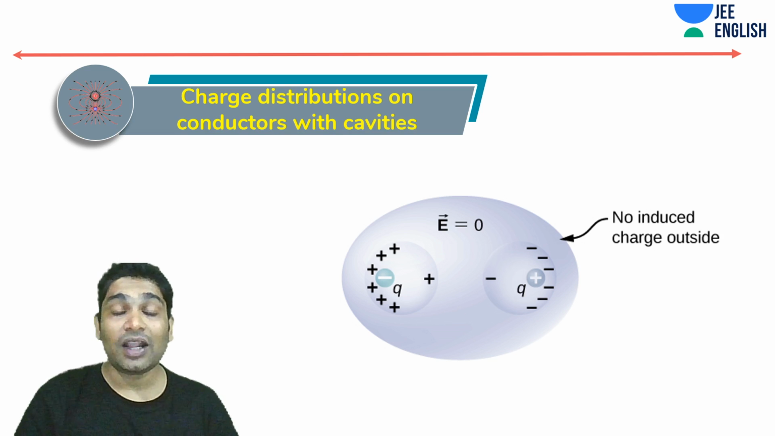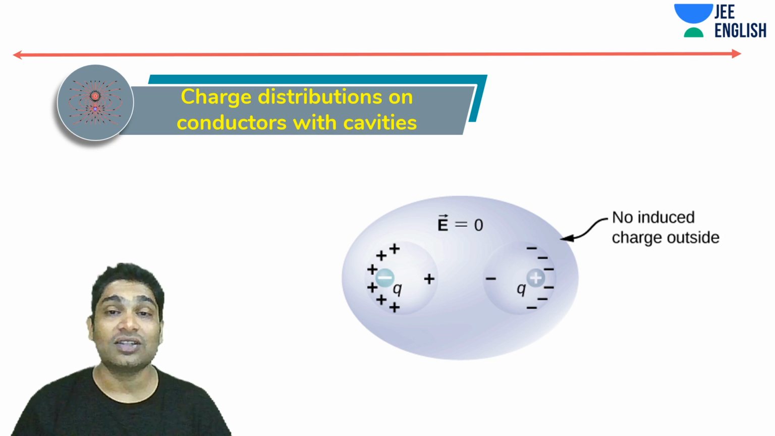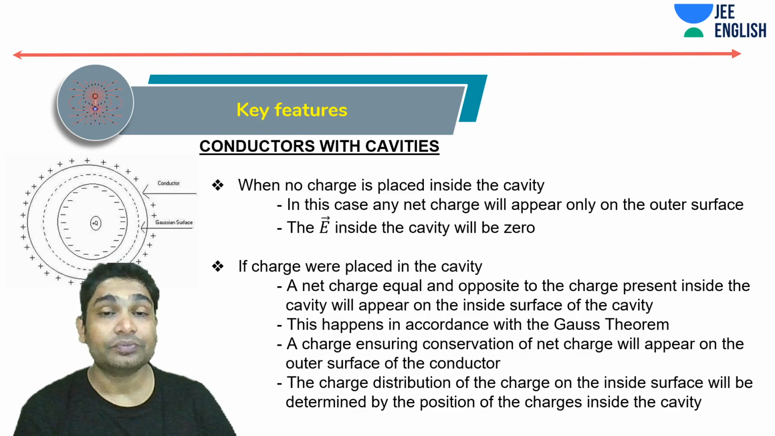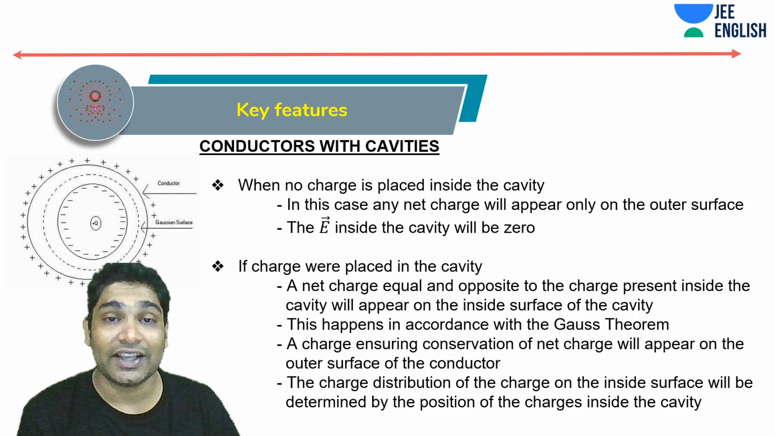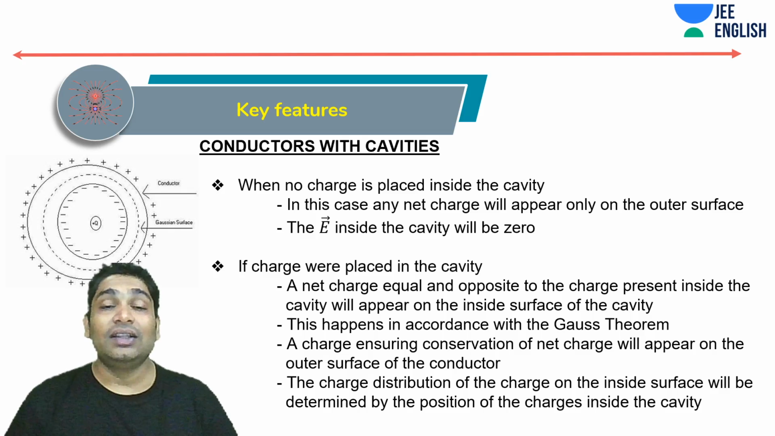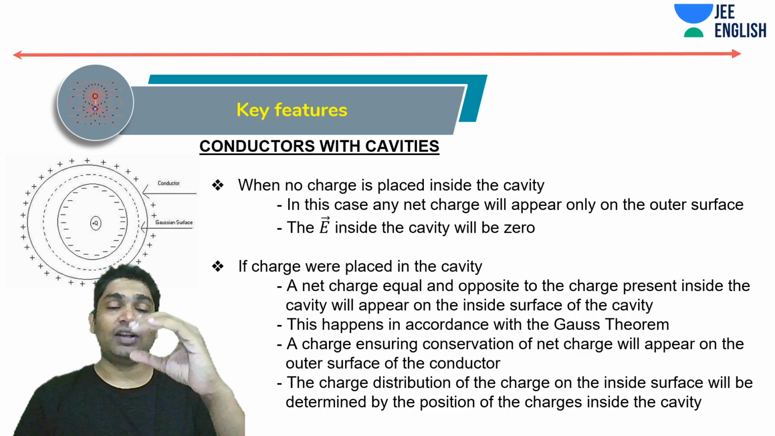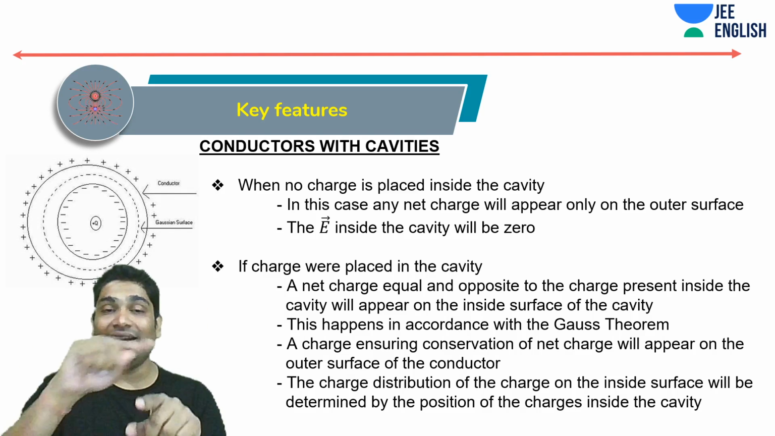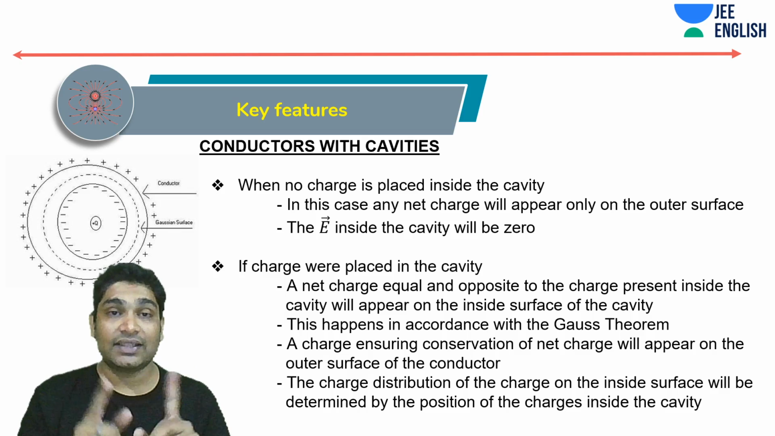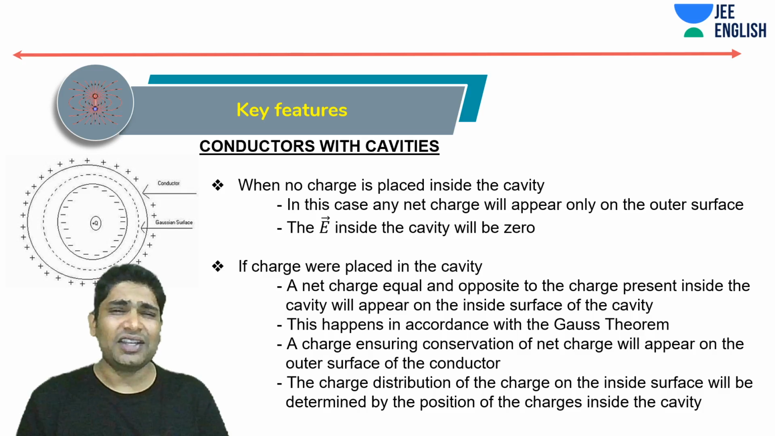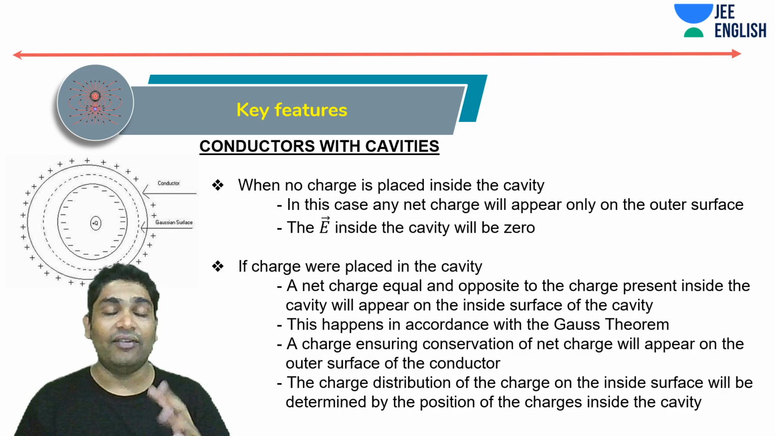All right. Now let's talk about the charge distributions on conductors with cavities present. First, let's take the case where there is no charge placed inside the cavity. In such a case, if you have a conductor with a small cavity, you have two surfaces now: one is the outer surface and another is the inner surface. Though there can be no charge accumulation inside the volume of the conductor, charges can accumulate at the surfaces. So first case, I'm not placing any charge inside the cavity.